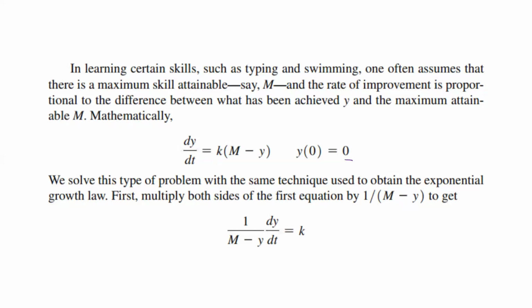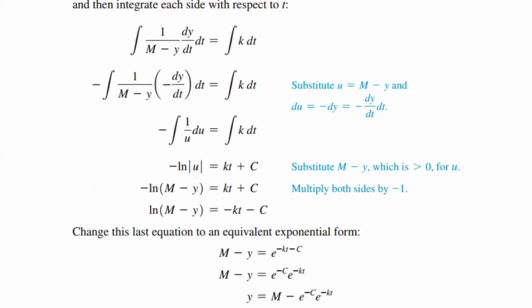Now, we solve this type of problem with the same technique we use to obtain the exponential growth law. First, we have to multiply both sides of the equation by 1/(M - y). That way we can get rid of it and we're solving for our k. So then we end up with this. Then we go over to the next page and we integrate each side with respect to t. And so when we do that, we work our way down, and we've done this before.